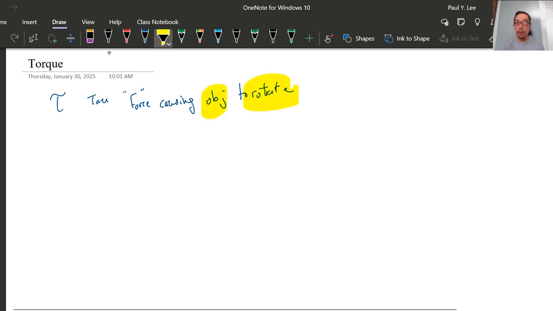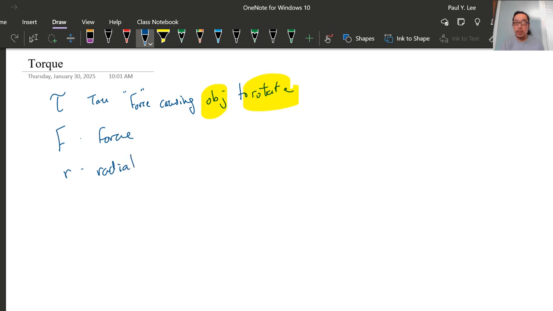to spin around. Okay. And the other variables that are in torque are F for force, and R, which is what we call radial distance. Sometimes we might just call it the radius, but it's how far the force is from the pivot.